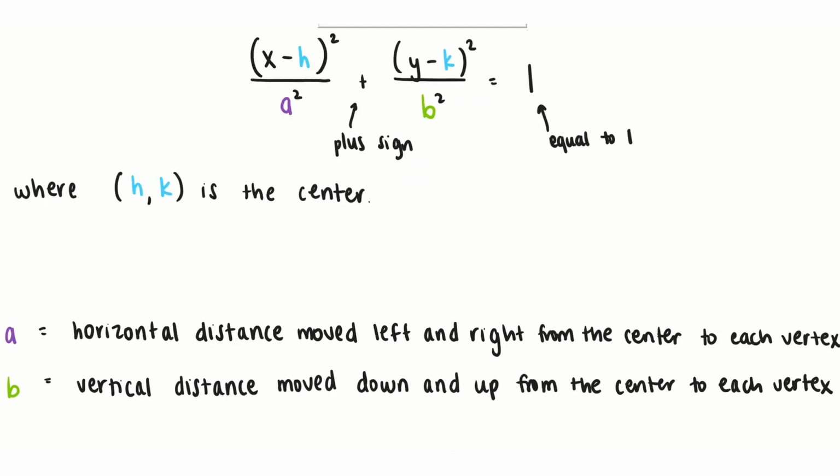The a term represents the horizontal distance that you would move to the left or right from the center to get to each vertex. And the b term represents the vertical distance that you would move up or down from the center to get to each vertex.